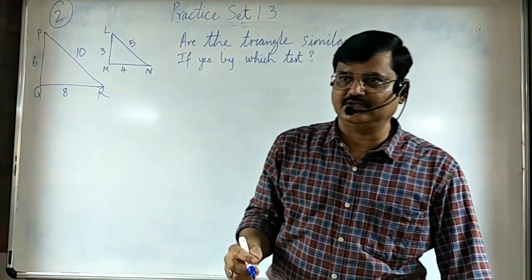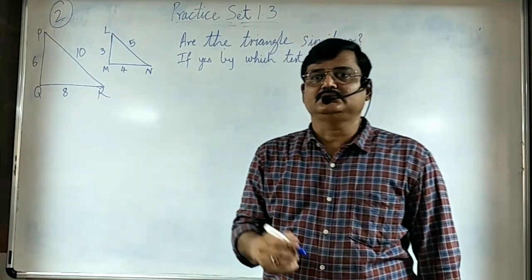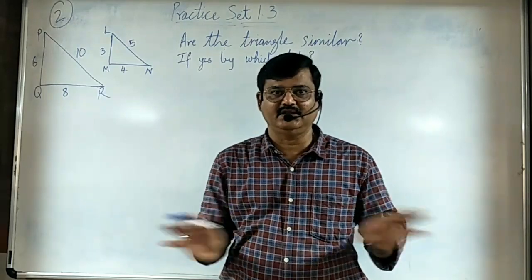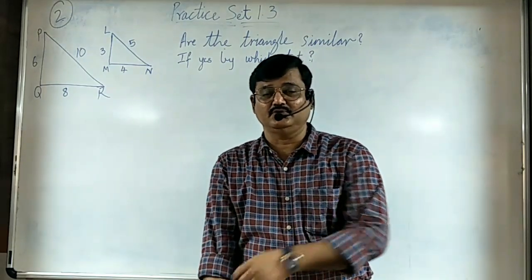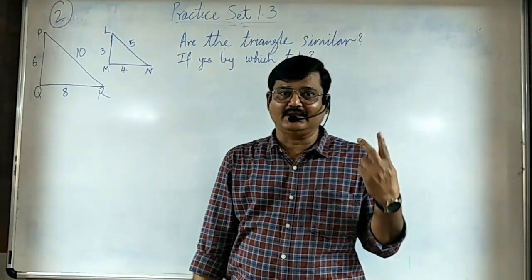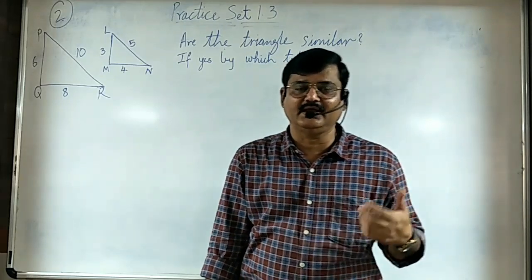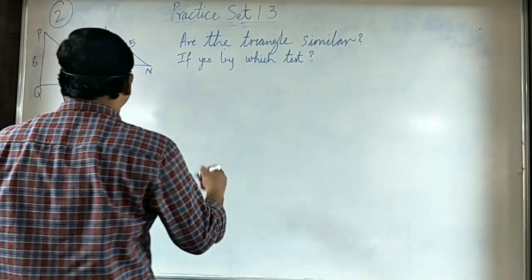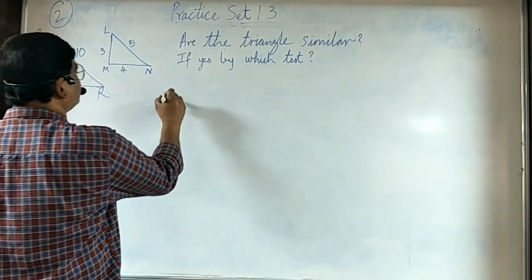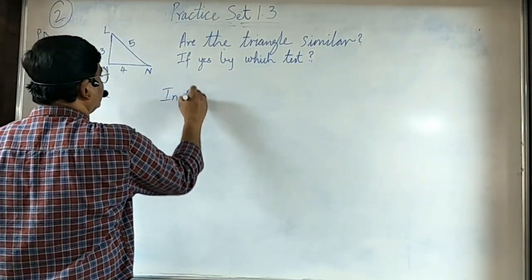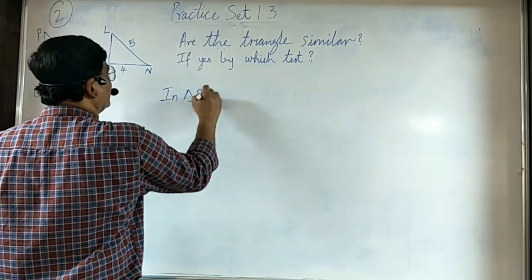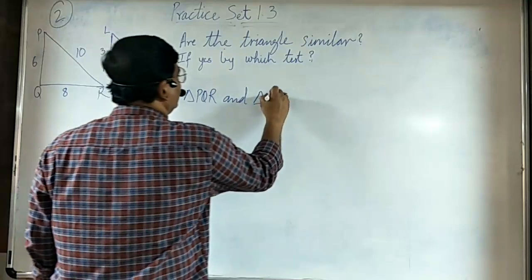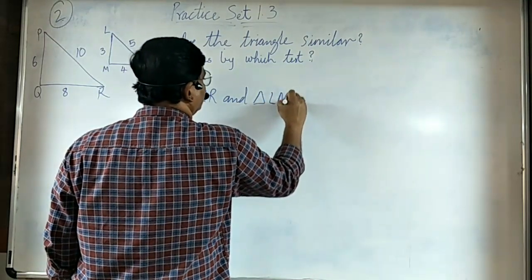Now here, if you check carefully, they have given only the sides of the triangles. They have not mentioned anything about angles. So you can make it out. You remember we have 3 tests: AAA, SSS, and SAS. Can you see that we will be going for the SSS test? Let's see that today. We have triangle PQR and triangle LMN.